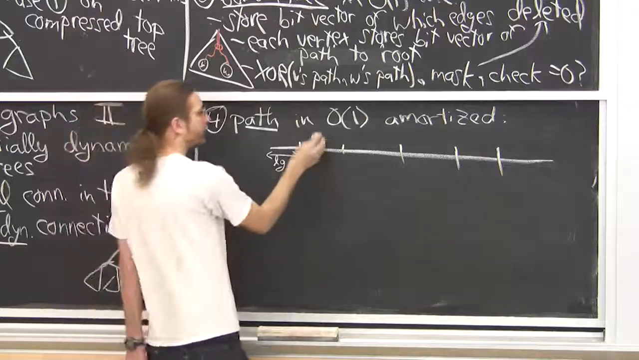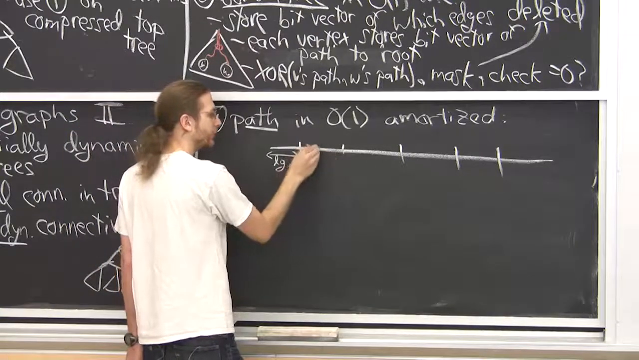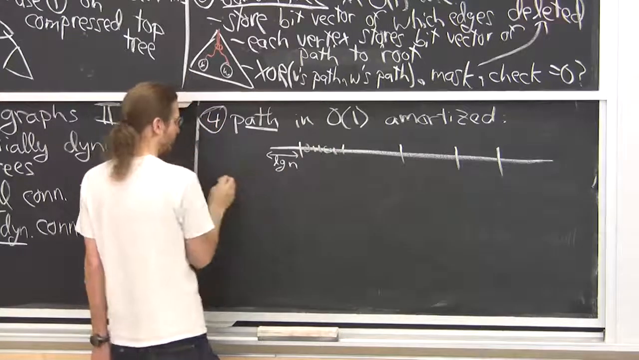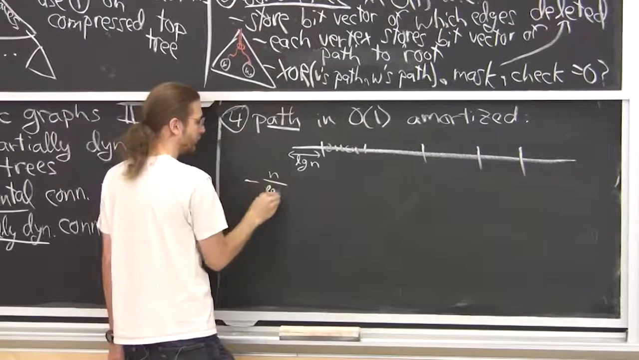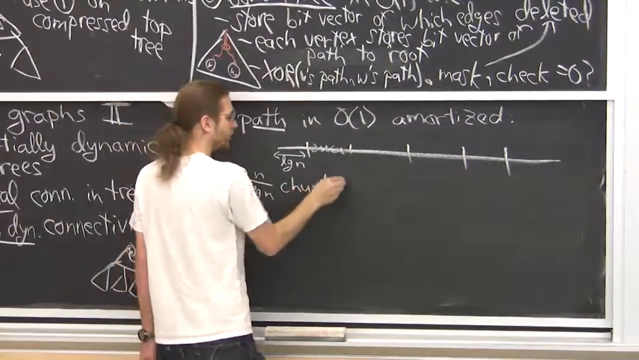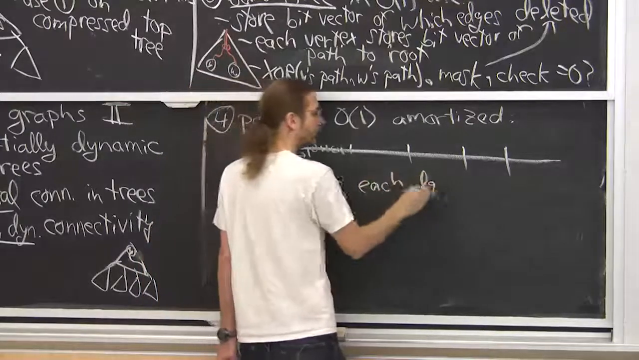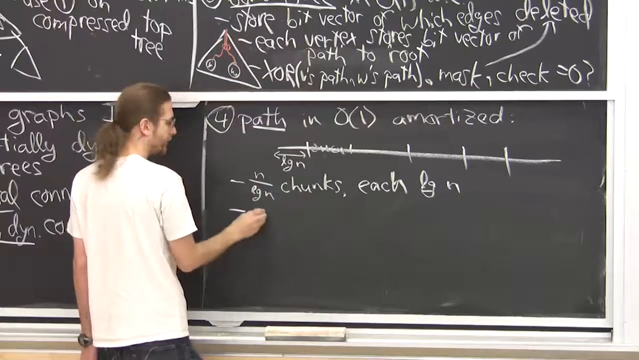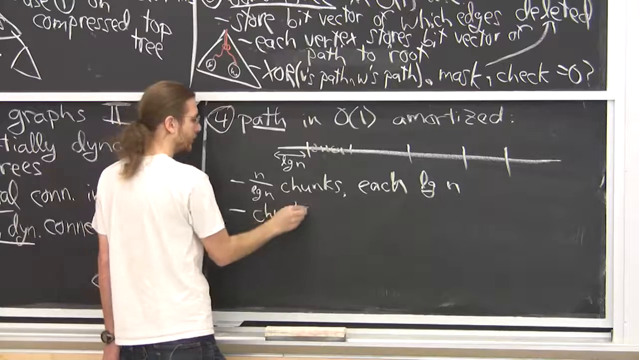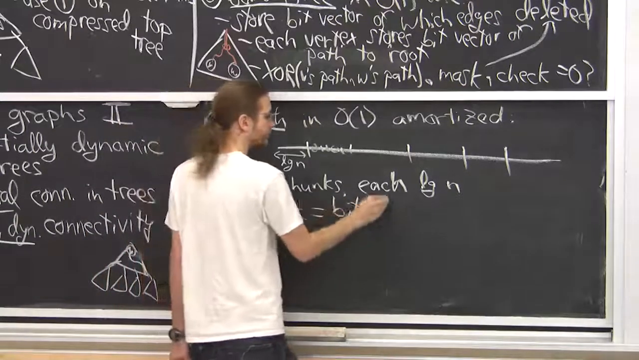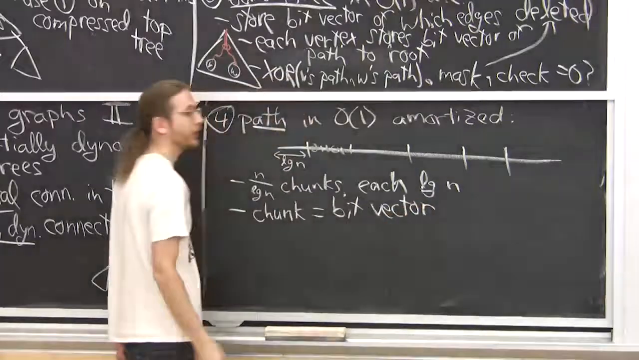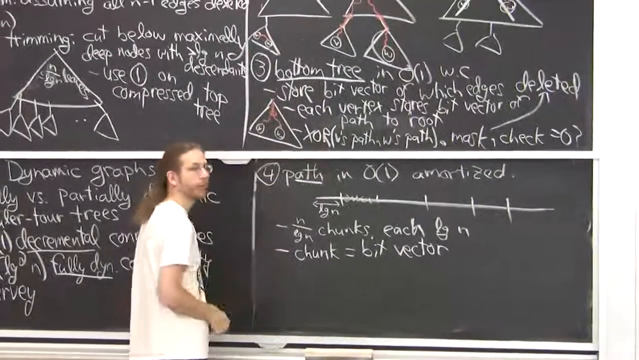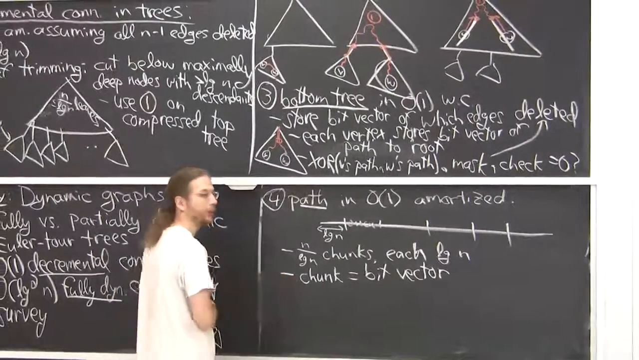So if I store a summary vector, we can think of these as being 0, 1, 0, 1, whatever, where the 1s mean this edge has been deleted, 0 means it hasn't been deleted. So let me write n over log n chunks, each log n edges. And I'm going to store each chunk as a bit vector. Bit vector has log n bits. W is at least log n, so I can do the same sort of things I could do before. If I delete an edge, I set a 1 bit in the chunk bit vector.